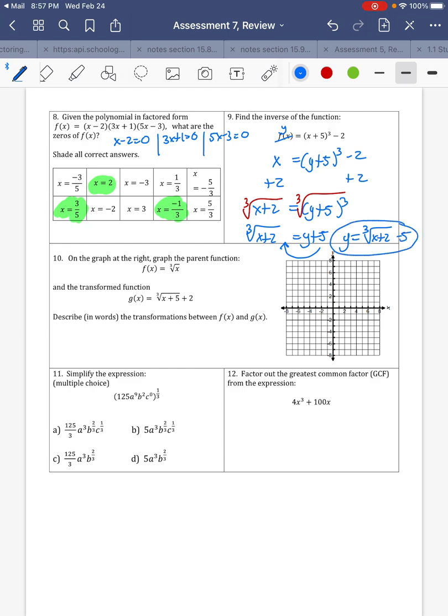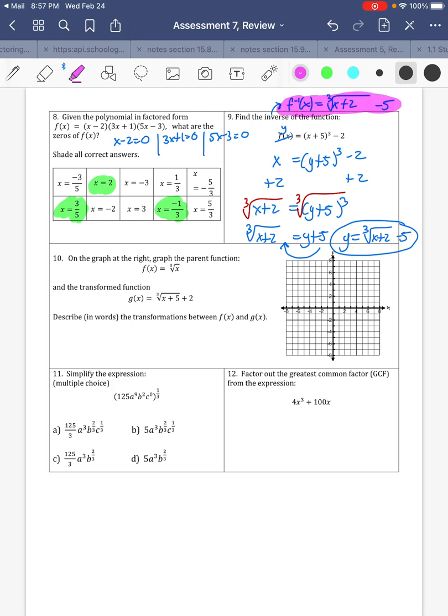Okay, now just to do it professionally, you should write that the inverse is f negative 1 of x equals, and then write your answer, cube root of x plus 2 minus 5. That would be the best, most perfect answer that you could have right up here.